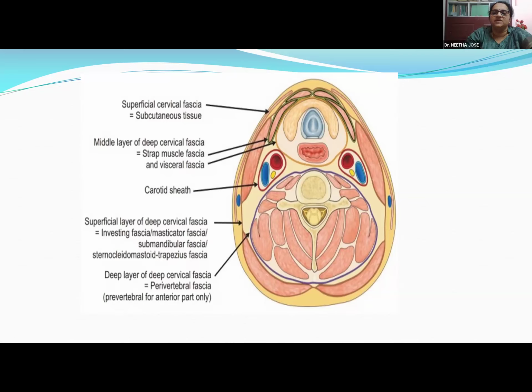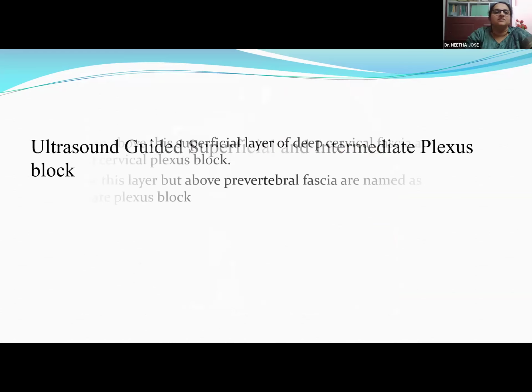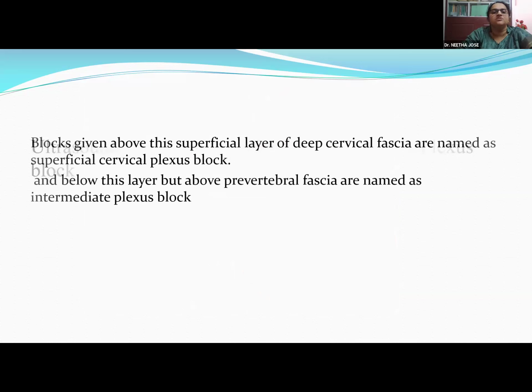Then we can come to the ultrasound guided superficial and intermediate plexus block. The blocks given above the superficial layer of deep cervical fascia are named as superficial cervical plexus block, and below this layer but above the prevertebral fascia are named as intermediate plexus block.